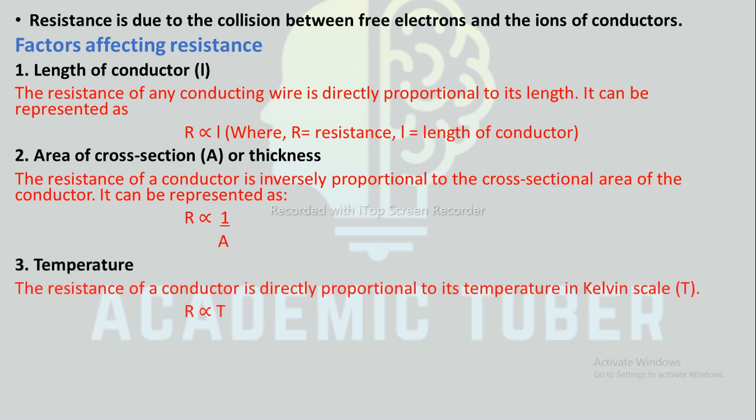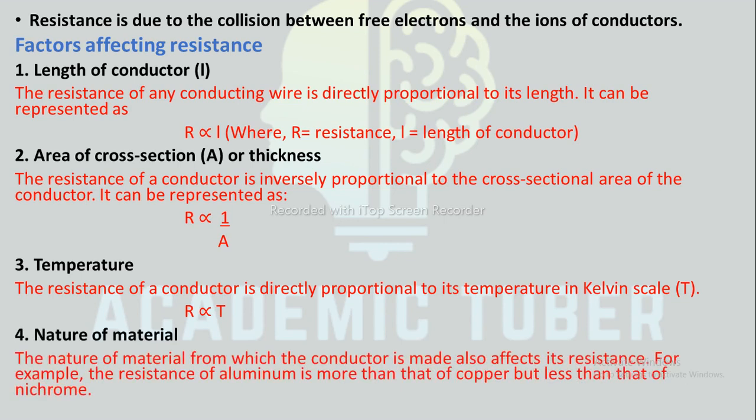Next one is temperature. The resistance of a conductor is directly proportional to its temperature in Kelvin scale. That is, R is directly proportional to T. That is, if temperature increases, resistance increases, and vice versa. Next one is nature of material. The nature of material from which the conductor is made also affects its resistance. For example, the resistance of aluminum is more than that of copper, but less than that of nichrome.